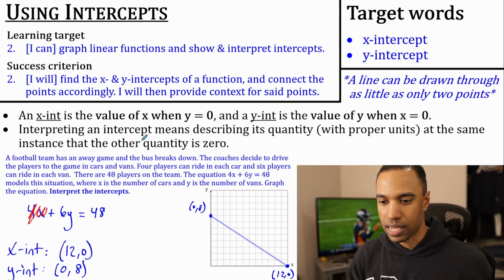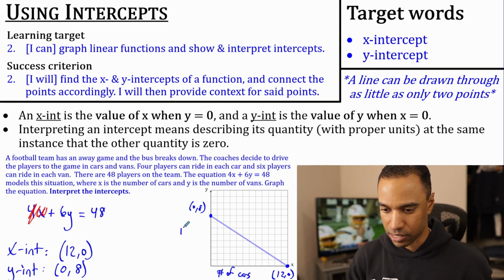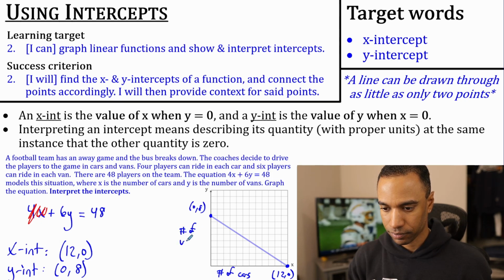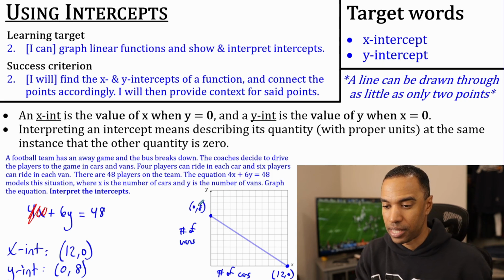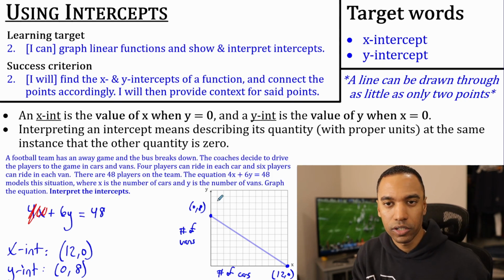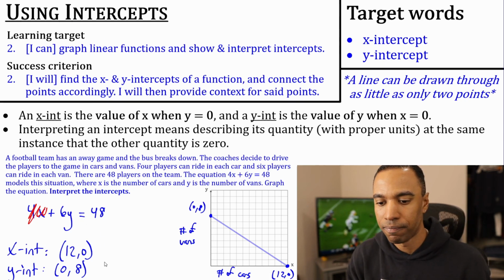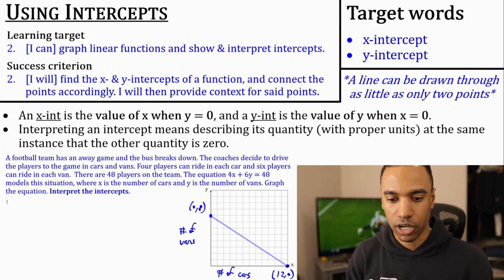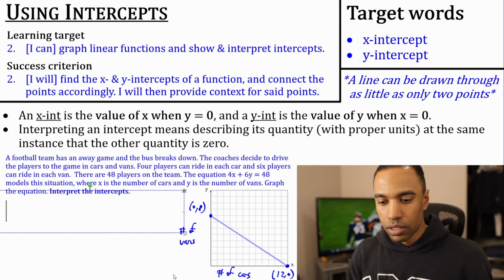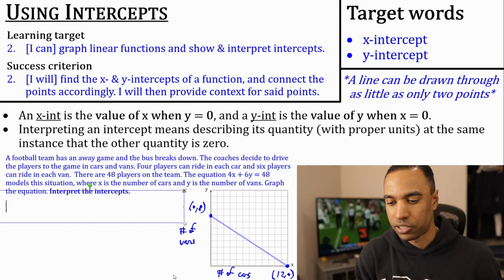X represents the number of cars, and Y represents the number of vans. Now, they ask us to interpret the intercepts. We just graphed this. What do these two intercepts mean? I don't have enough room to write this, so I'm going to type this out for you and let you know what we just interpreted. Look at the points in terms of their X and Y in context here.